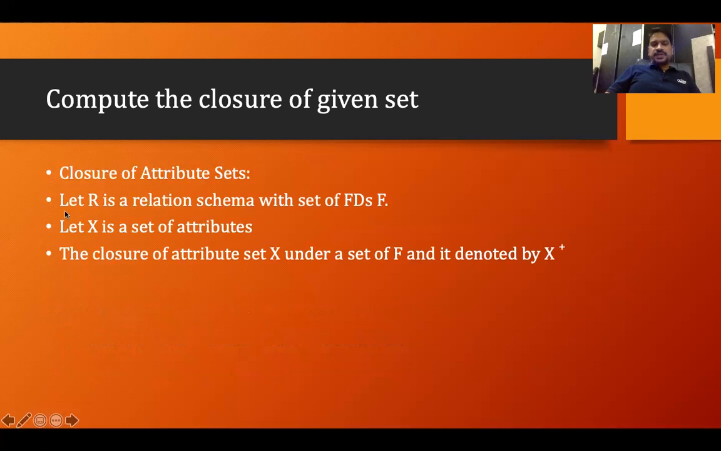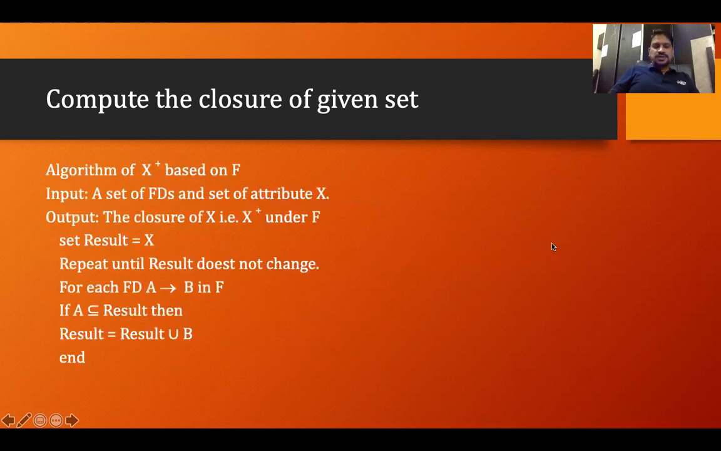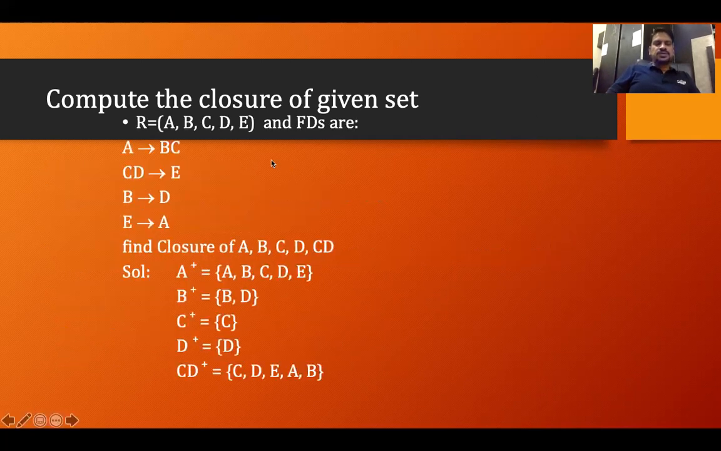Closure of attribute set. Let R be a relation schema for the set of functional dependency F. Let X be a set of attribute. The closure of attribute set X under the set of F is denoted as X plus. So any attribute set, if we want to find out the closure of it, will be denoted as this. Let's take one example so that you can understand.